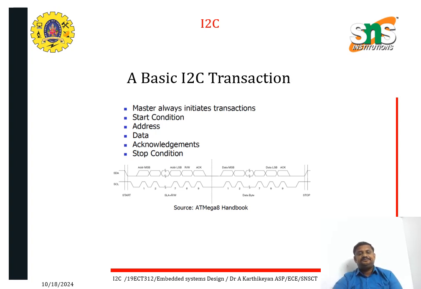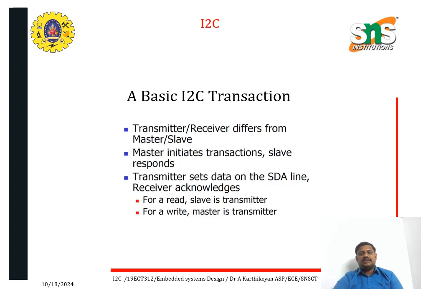We have seen data, addresses and conditions. In basic I2C transmission, the transmitter and receiver differ from the master and slave. The master initiates the transactions and the slave responds. For read purposes we use the slave transmitter, and for write purposes we use the master transmitter, because writing is comparatively more difficult than reading. So the master is the transmitter for writing.